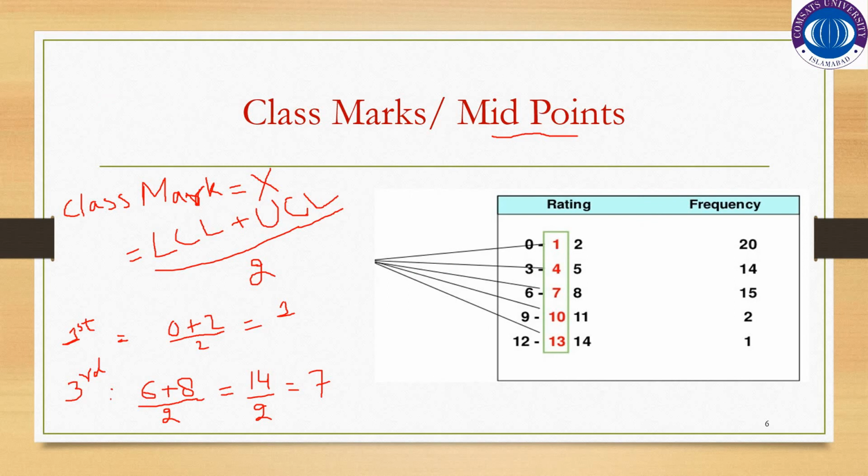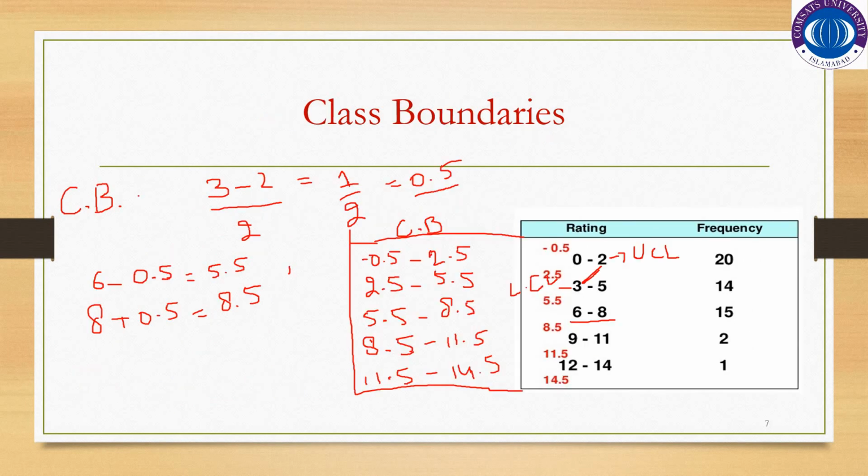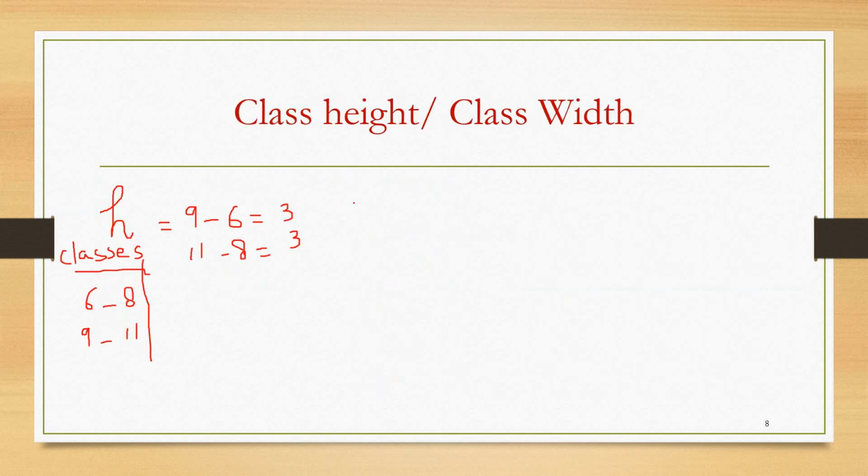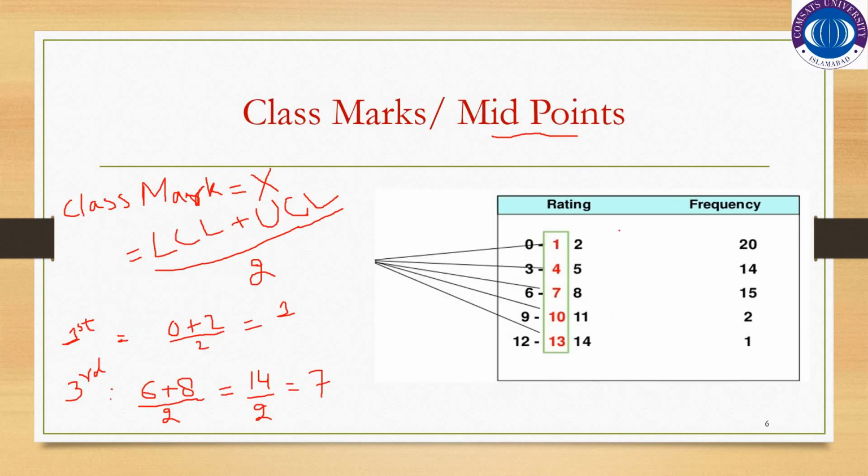If we are given the class marks, then we take the difference between two consecutive class marks. The difference between 10 and 7 is 3, 7 and 4 is 3. So what is our class height? 3. If we take the class marks of the last, third and fourth classes, what will their difference be? 10 minus 7, that is 3.